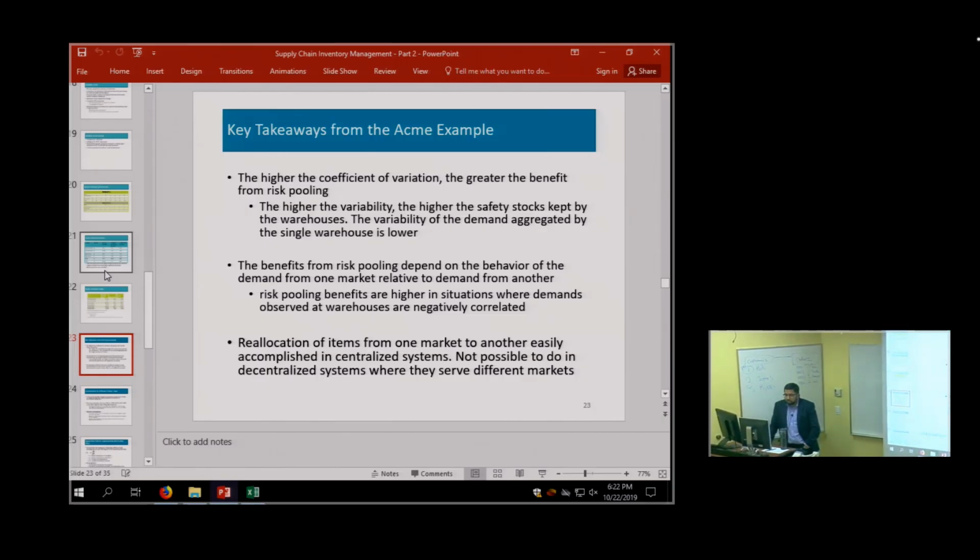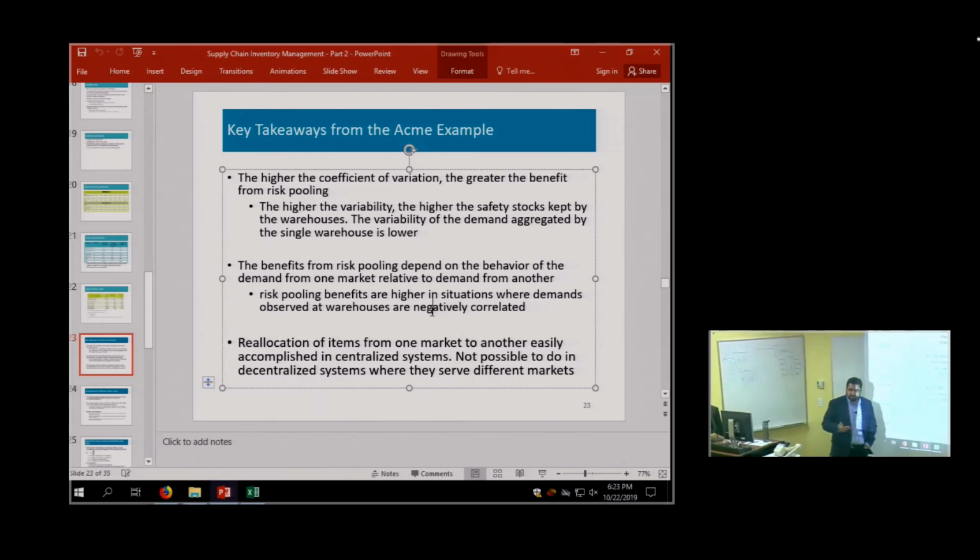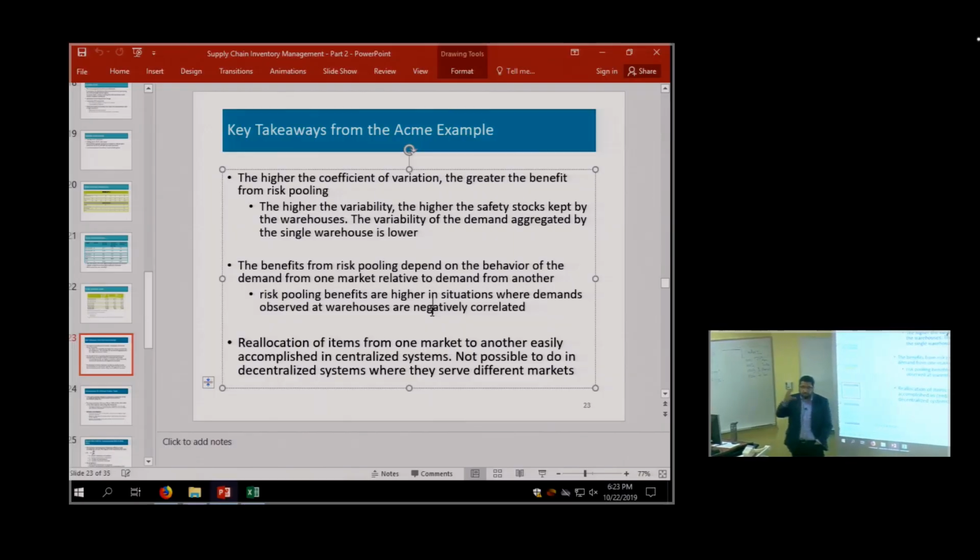So key takeaways are that the higher the coefficient of variation, the greater the benefit from risk pooling, right? The benefits of risk pooling depend on the behavior of demand in the two markets. So if demands are correlated positively, you have less benefits. If they are not correlated or correlated negatively, you have higher benefits. So positive correlation in demand reduces the benefits of risk pooling. Okay.